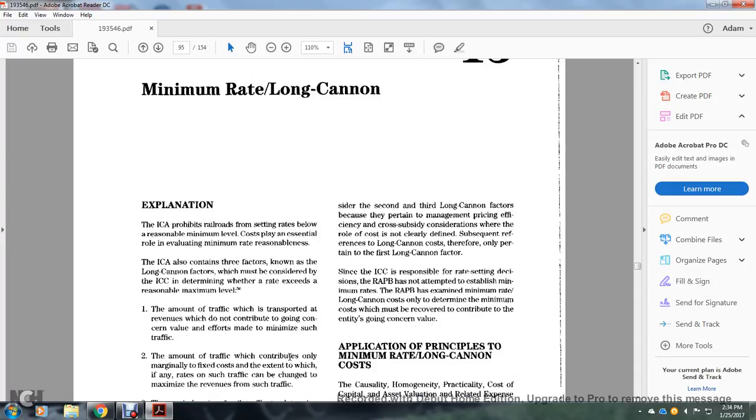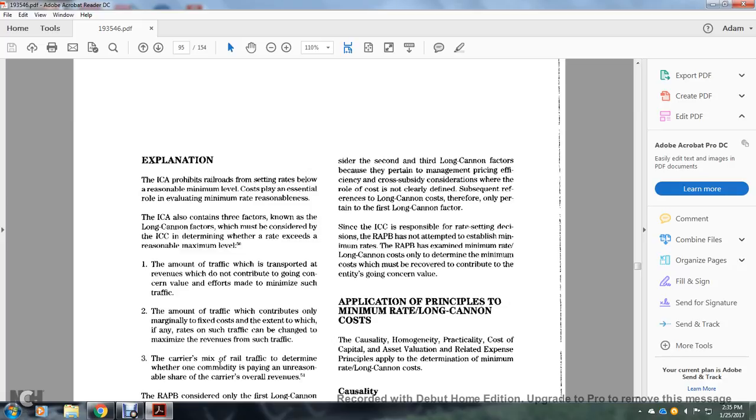Second, the amount of traffic contributed or manageable to fixed costs, and whether the rates for any of such traffic can be changed to obtain the maximum revenue. Third, the mix of rail traffic determines whether the commodity is bearing an unreasonable share of the carrier's overall responsibility.